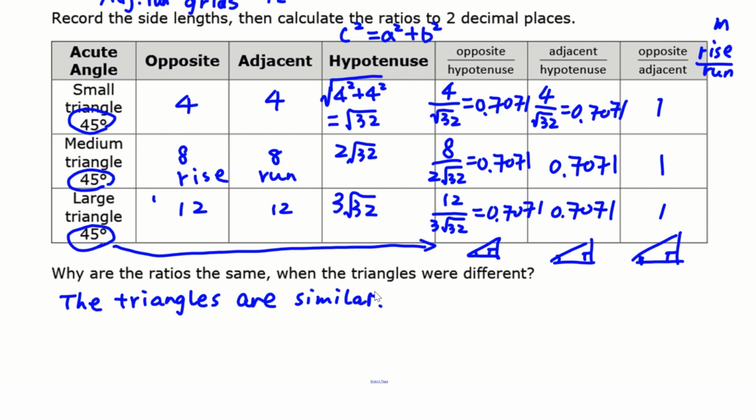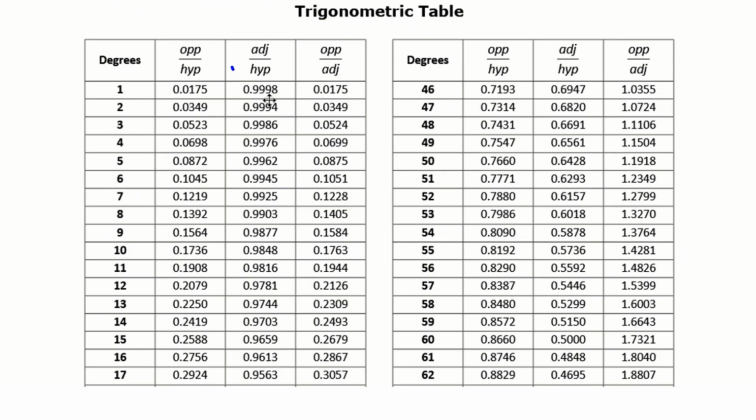And by using this property, the mathematicians created a trig table. So this is a trig table for degrees that are whole numbers, integers. From this one, you will see corresponding to degree 1, the opposite over hypotenuse is the same. Adjacent over hypotenuse, for any triangles, they are going to be the same. Opposite over adjacent will be this one.